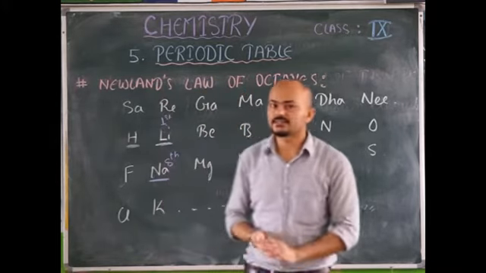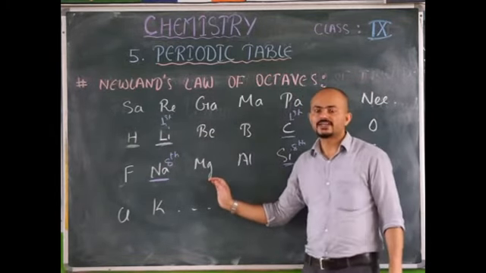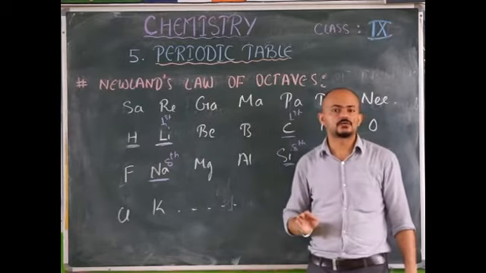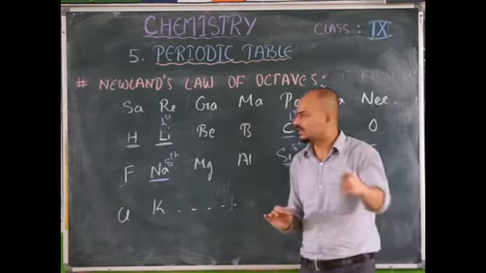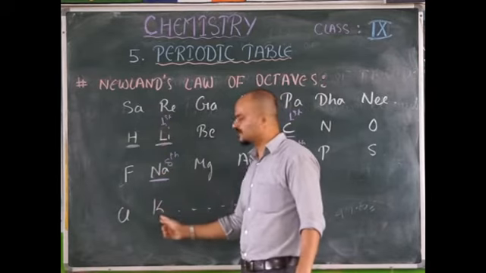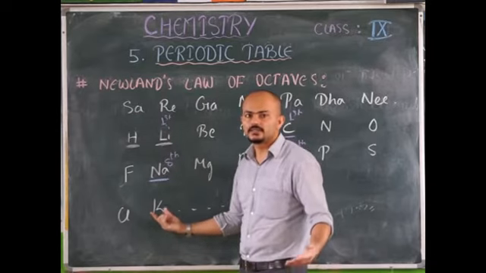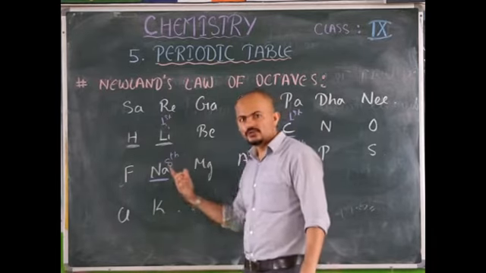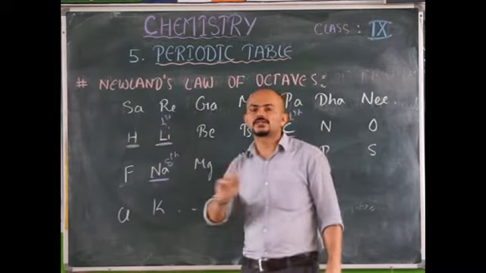So let's discuss the merits of Newland's classification. The merit of Newland's classification is that this law worked very well for lighter elements. For example, lithium, sodium, potassium, he placed in the same group, and he told that their properties will be the same, which is absolutely true in today's modern periodic table itself. Yes or no? So it worked very well for the lighter elements.